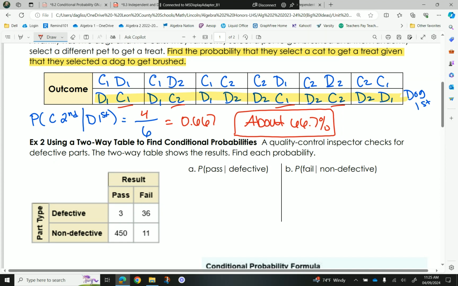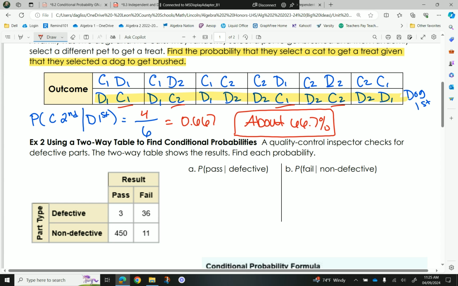A quality control inspector checks for defective parts. The two-way table shows the results. Find each probability. So a defective part should fail the test, correct? A non-defective part should pass the test. But there's a thing called real life and margin of error. Okay? It's not always perfect. So this shows what really did pass, what really did fail.